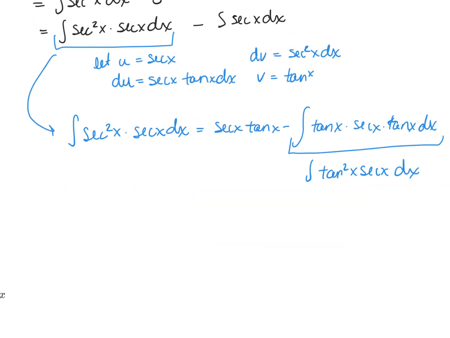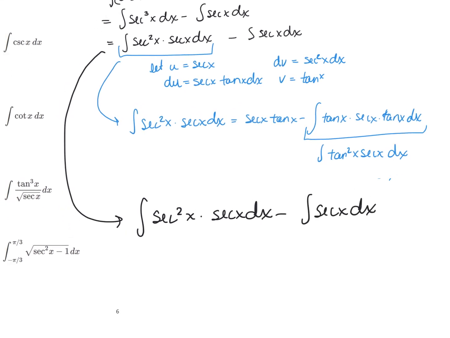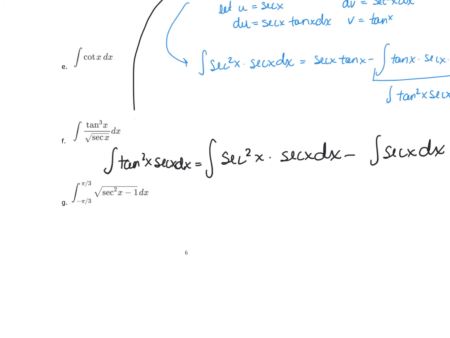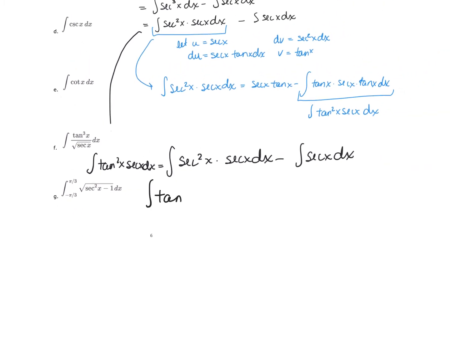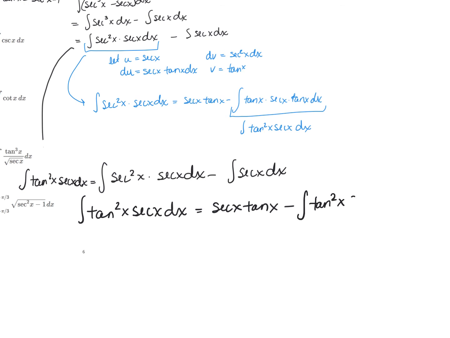And this is where we kind of started. So let's go back and revisit where we are. So this integration of the secant squared of x multiplied by the secant of x dx minus the integration of the secant of x dx, which started out as the integration of the tangent squared of x, the secant of x dx, is equal to this. But we know then that the integration of the tangent squared of x, the secant of x dx, is equal to, now the stuff in blue, which was the secant of x, the tangent of x, minus the integration of the tangent squared of x, the secant of x dx. That's all of this piece.